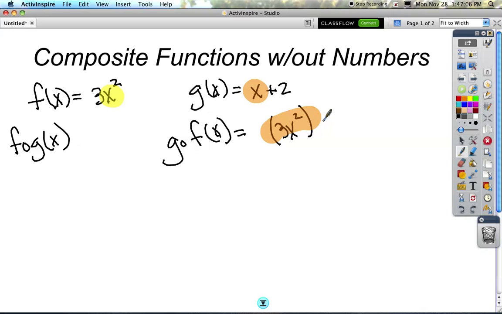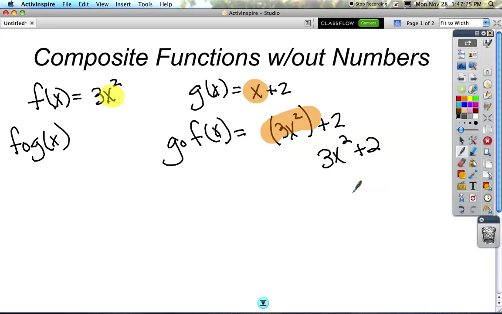What does it need? Plus 2. Is there anything that can be combined right here? No. So you're done. And if you want to take it out of parentheses, that's okay too. It's the same thing. Perfectly okay.